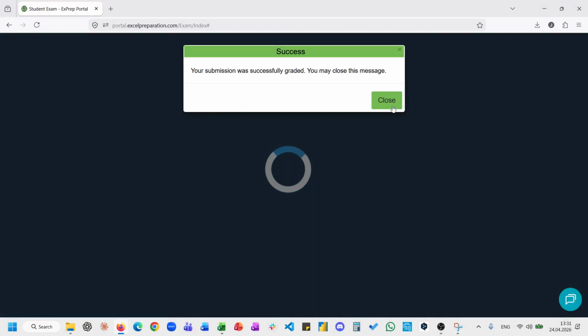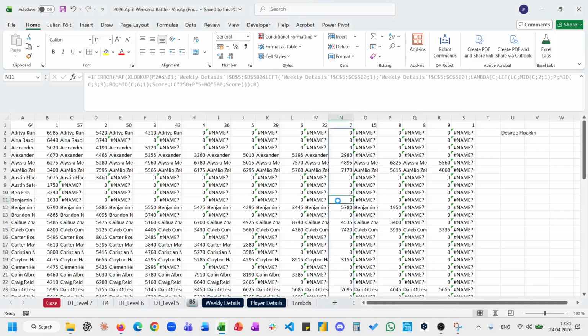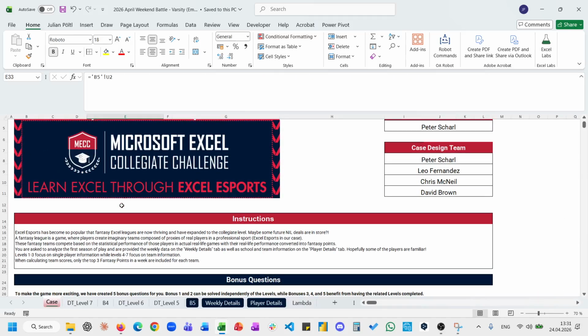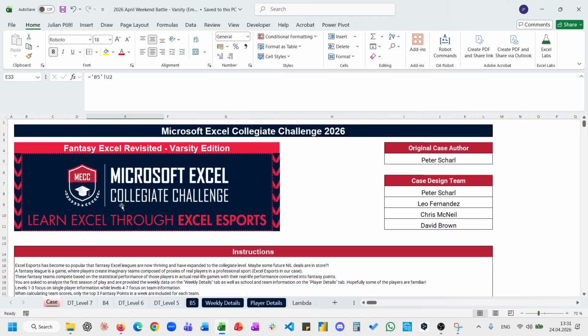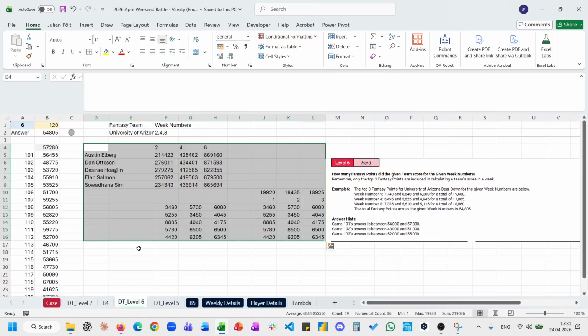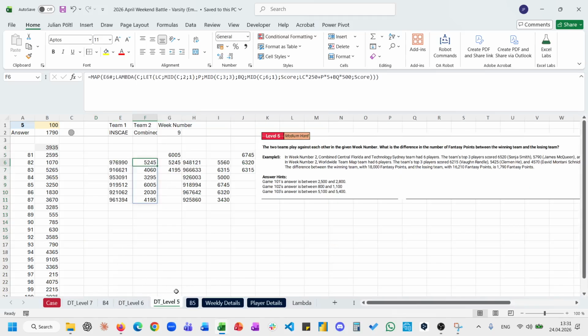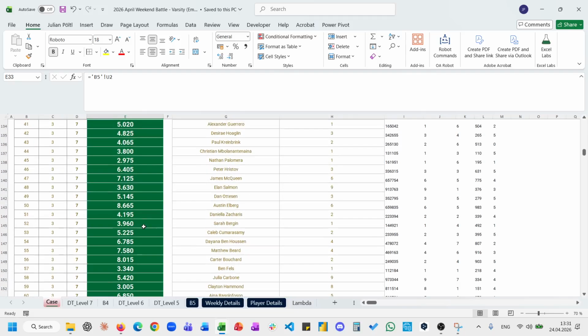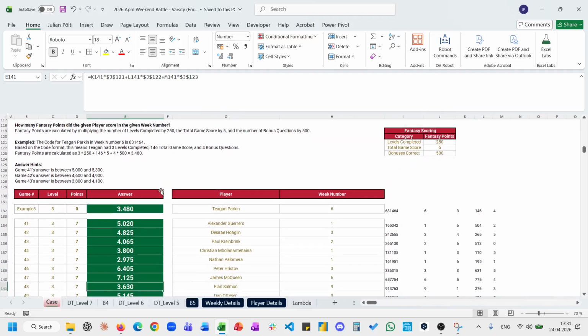You may close this message. Yes, okay. Okay, thank you for attention. These weeks Excel esports battles were not that easy as before, but quite doable. Also like the case for the original case, and interesting. I think it was one of the few times where I actually built a Lambda mid game. I should have built this actually before in a previous level. I think here also it came in handy.